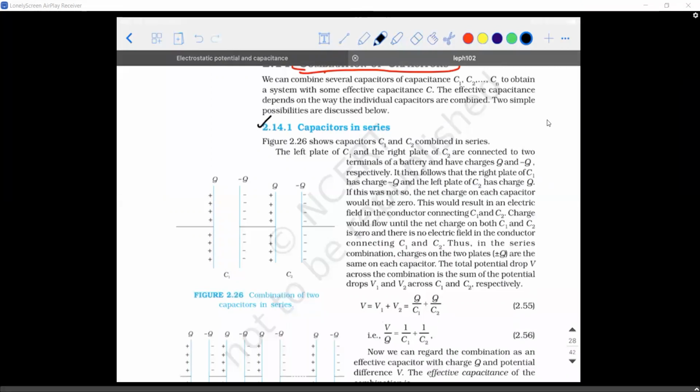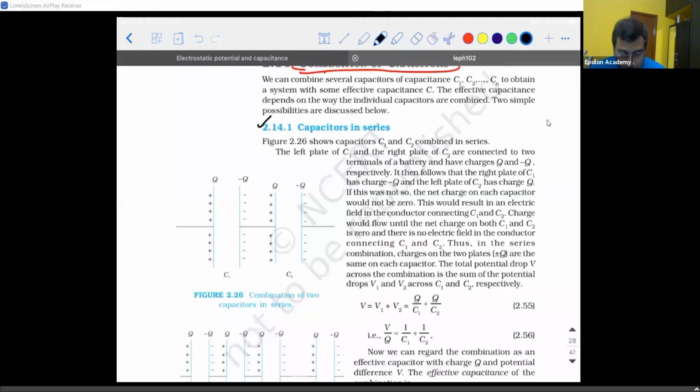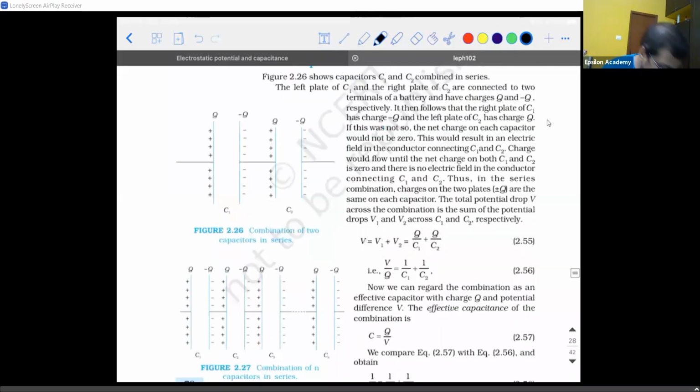The potential difference is different in different parts, and the current is same throughout. Not current. Here there is no current. For capacitors, the charge across all the capacitors is same and the potential difference is different, in such a way that the potential difference across each capacitor will be divided so that the sum of all the potentials will be equal to the total potential difference supplied by the battery, right?